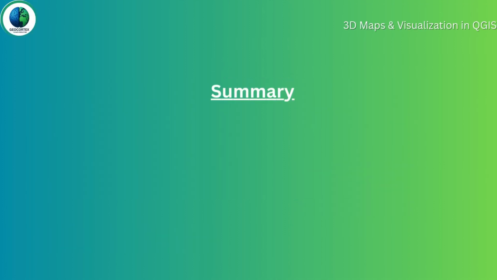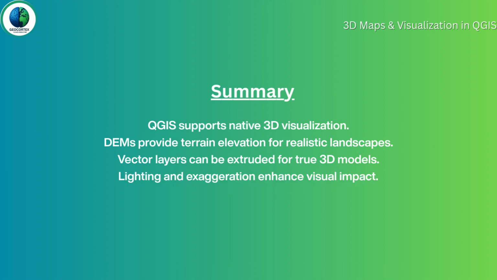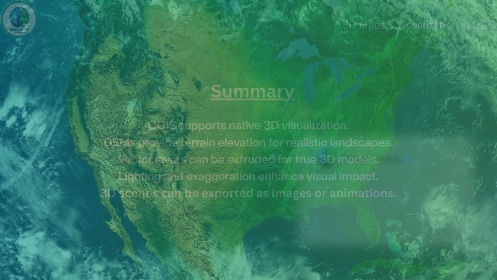Let's review what we learned. QGIS supports native 3D visualization. DEMs provide terrain elevation for realistic landscapes. Vector layers can be extruded for true 3D models. Lighting and exaggeration enhance visual impact. 3D scenes can be exported as images or animations.